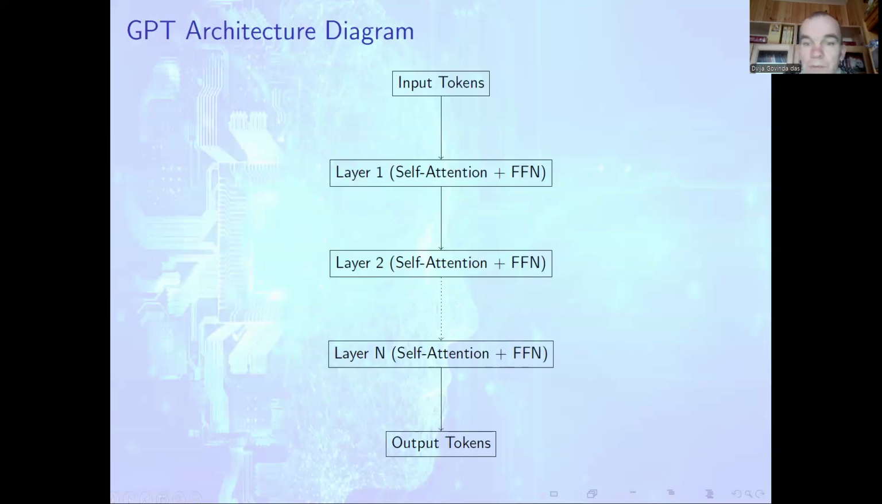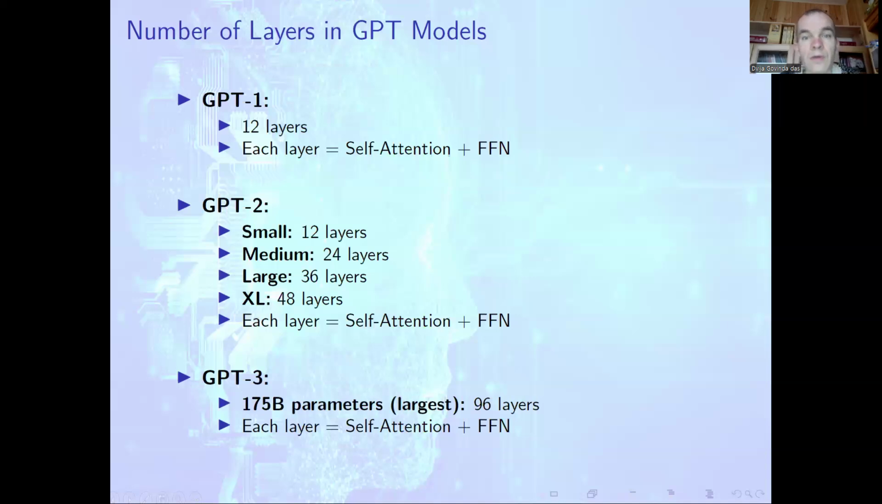GPT architecture consists of several layers. Each of them contains a self-attention mechanism and a feed-forward neural network. So how many layers are in GPT? In GPT-1 there were 12 layers, in GPT-2 up to 48, and GPT-3 had 96 layers, and GPT-4 even more. GPT-3 already contained 175 billion parameters, and GPT-4 has even more.